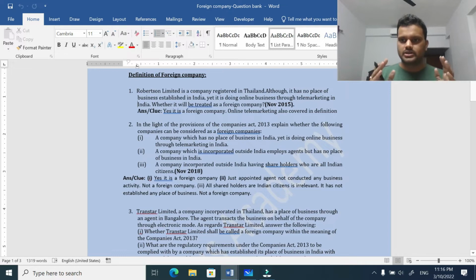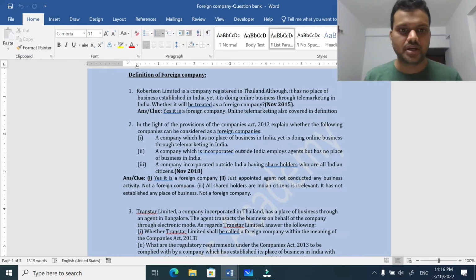The material flow is like this: first you study the provision, then you revise using the keywords, then you practice using this question bank. Every material that I'm going to provide has the same kind of flow. It will be very useful, and you can provide feedback for this material in the comment section. Okay, let us see question number 2.